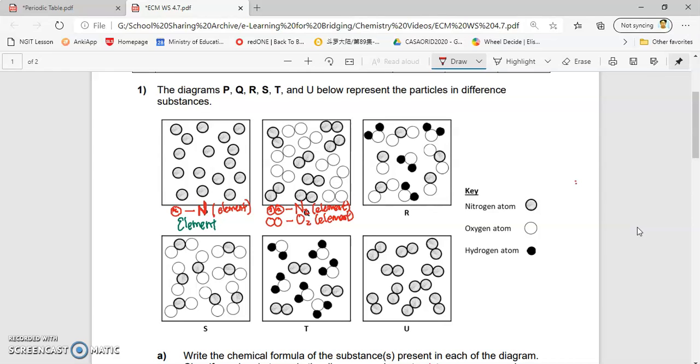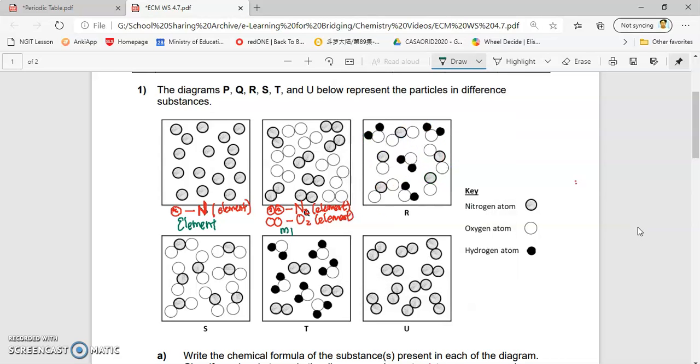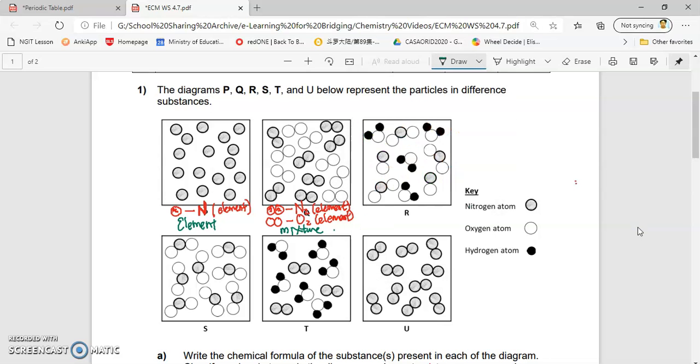But as a whole over here, it's made out of N2 and O2. Once it's made out of two or more different types of substances, we will classify it as a mixture. So I repeat again, once there are two or more different types of substances within the box itself, we will classify it as a mixture. So this is a mixture consisting of two elements, N2 and O2.